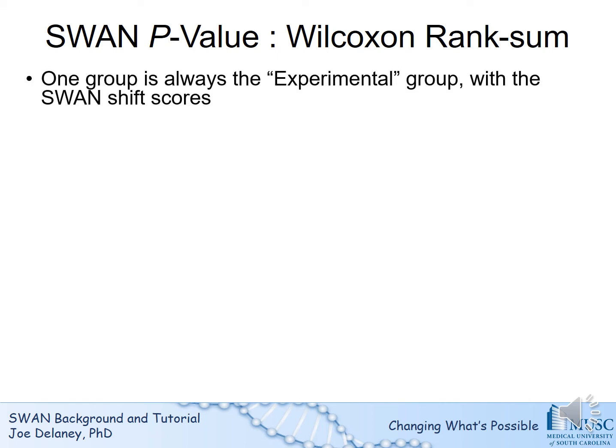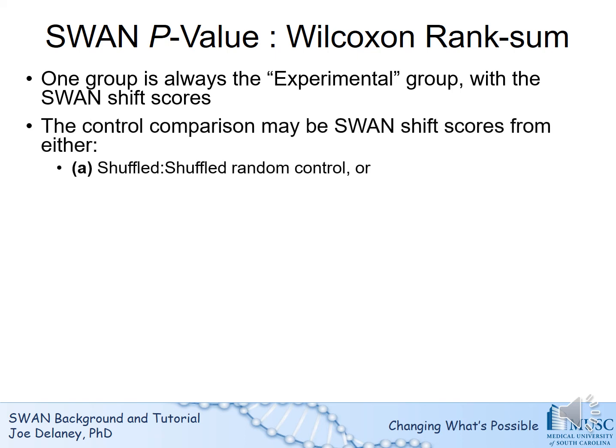So the p-value, as I just mentioned, is a Wilcoxon rank sum. So one group always has to be this experimental group, with the SWAN shift scores associated with that experimental group. And so the control comparison may either be SWAN shift scores from a shuffled random control, which just means you take your own data and you shuffle it into those two pairs and compare against those random shuffles. So in this case, you would only have experimental data, and then the background would be strictly computational.